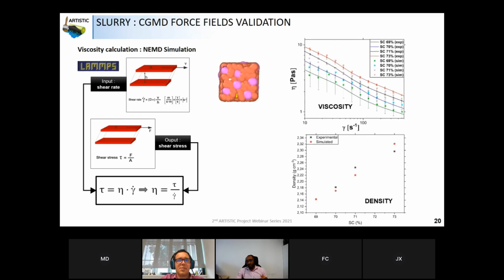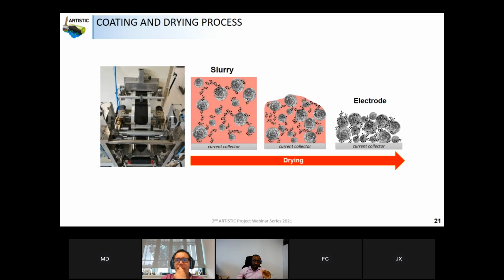As you can see here, for the density and viscosity, you have a good fitting of the viscosity at different shear rates, and also for different solid contents. You can see clearly the points are the simulation and the line is the experimental result. And for the density also, we have good agreement. So now we can go to the drying process.